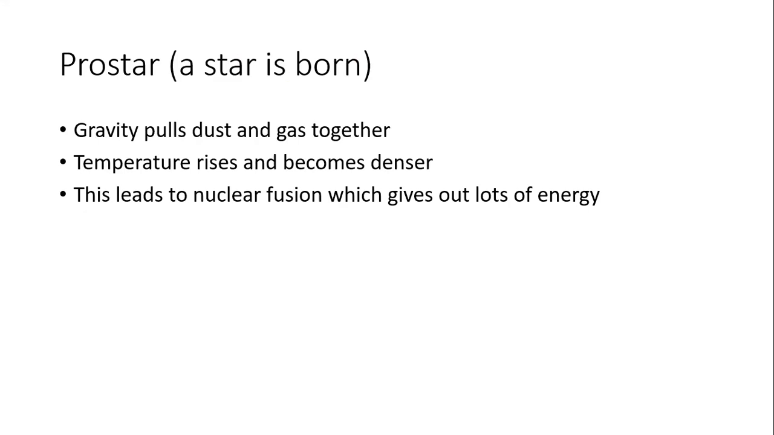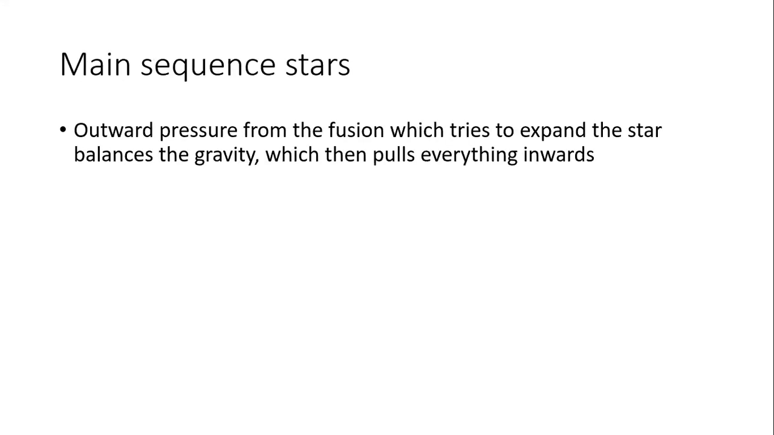Because of this, the temperature rises and becomes very hot. This is called a protostar, and this is the moment that the star itself is born. Then the next stage is called a main sequence star. During this stage there's outward pressure from the fusion itself. With fusion taking place, lots of pressure is created, and this makes the star expand.